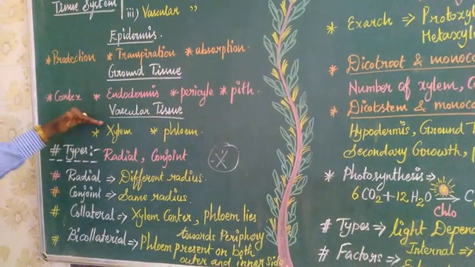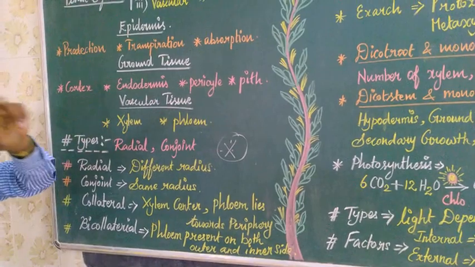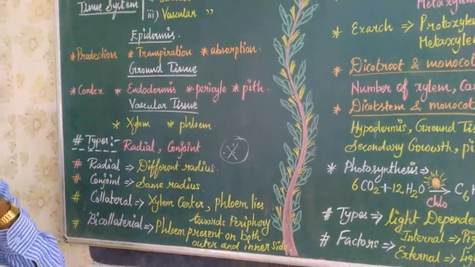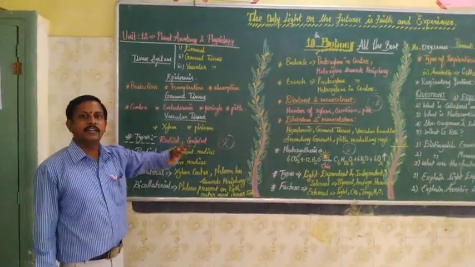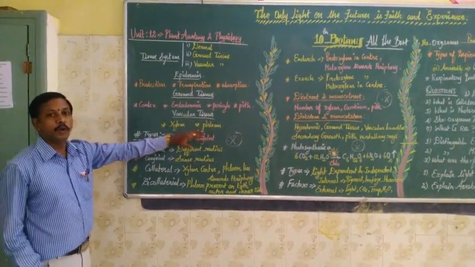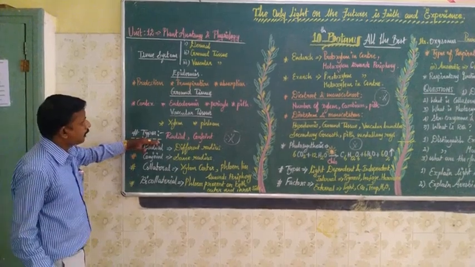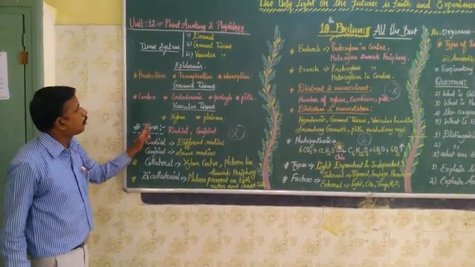Next one, last one, vascular tissue. This is very important. Vascular tissues are divided into two: one is xylem and another one is phloem. You have already studied this in the lower classes. Xylem conducts water, phloem conducts food. Okay. So what are the types of vascular tissues? The two types are radial and conjoint.